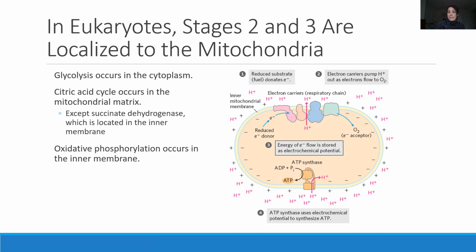So the citric acid cycle, all the citric acid cycle is going to occur in the mitochondrial matrix, and that is with the exception of one particular enzyme. Again, we'll talk in more detail about this, which actually is in the inner membrane of the mitochondria. And the oxidative phosphorylation, which is stage 3, that final stage where we're moving electrons, is going to occur in the inner membrane of the mitochondria.